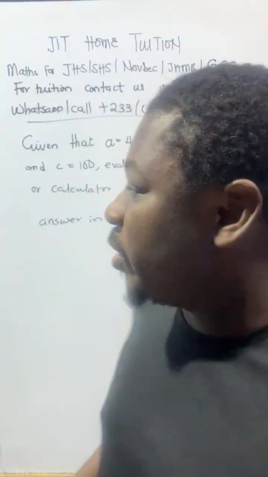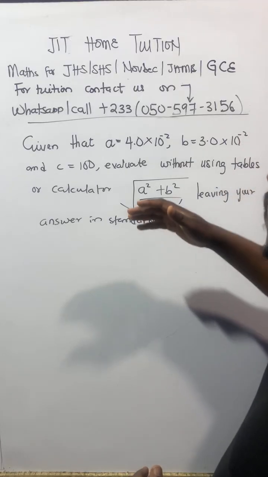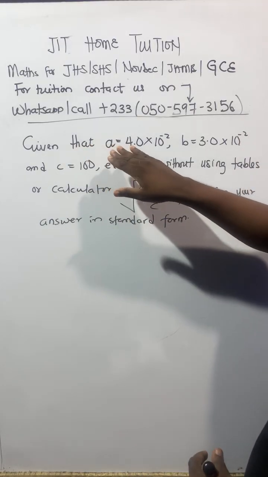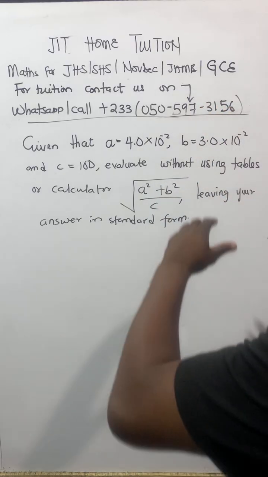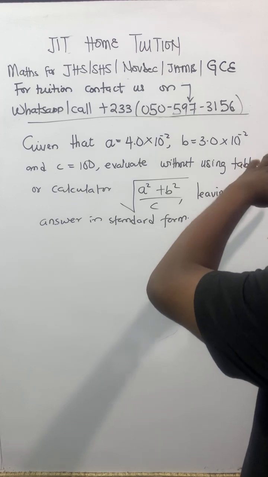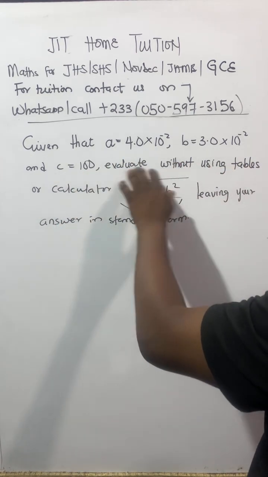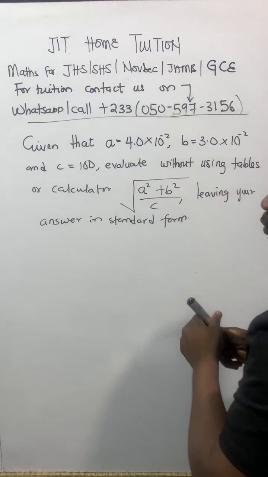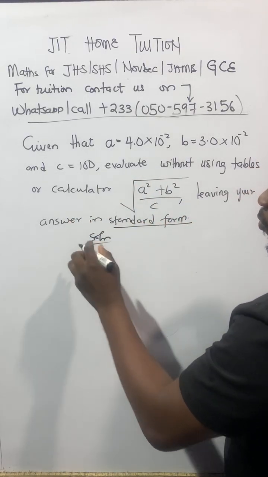From. So today we have this question on the board to solve. It's actually a past question. It says that given that A equals 4.0 times 10 exponent negative 2, B equals 3.0 times 10 exponent negative 2, and C equals 100. Evaluate without using table or calculator, leaving your answer in standard form. So this is a standard form question.